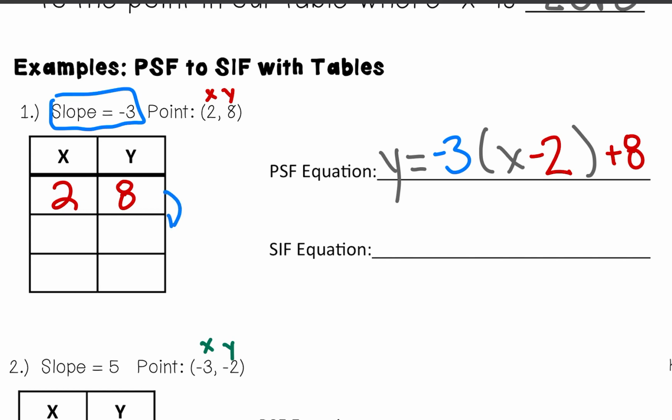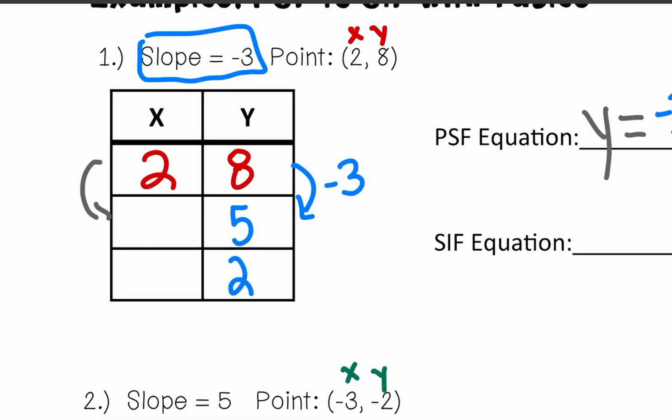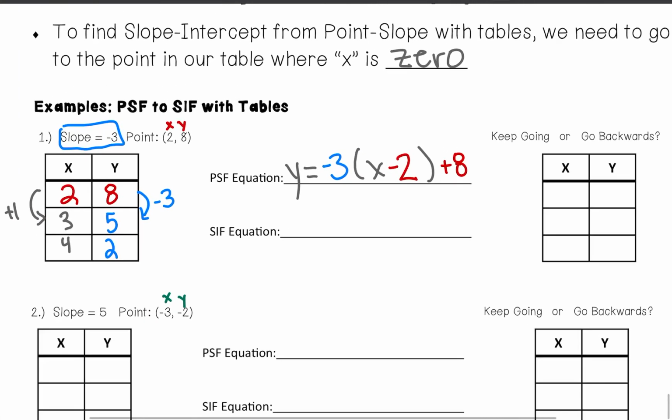Our slope tells us to subtract 3 down our y side, so we'll have 5 and then 2. And since it's not a fraction and there's no number underneath the -3 for our slope, we can just add 1 down our x side. So we got 3 and 4. Now looking at this table, it is not getting any closer to 0, so that means on the other side here, we need to go backwards. And we need to go backwards from our first point (2, 8). So we need to start that at the bottom.